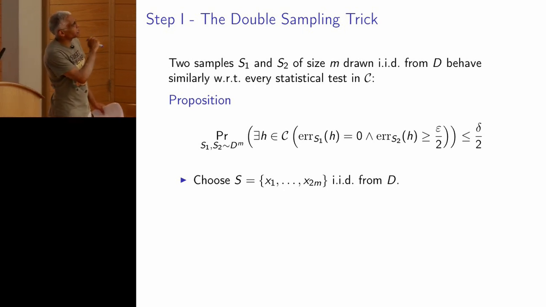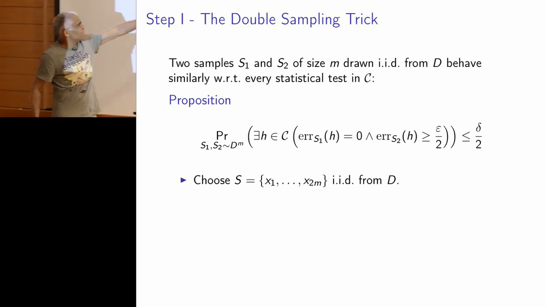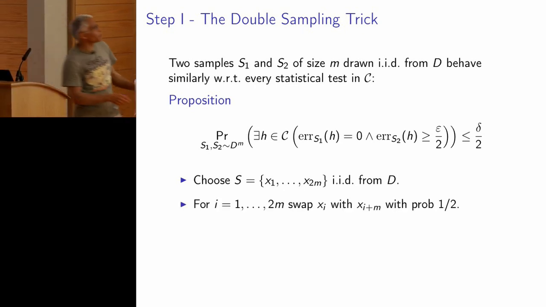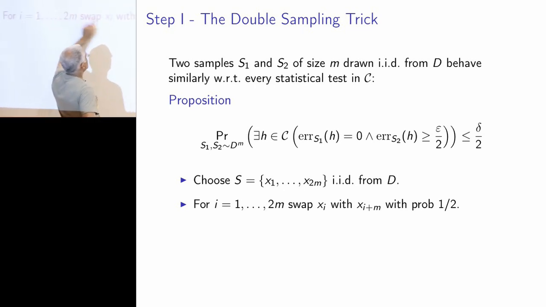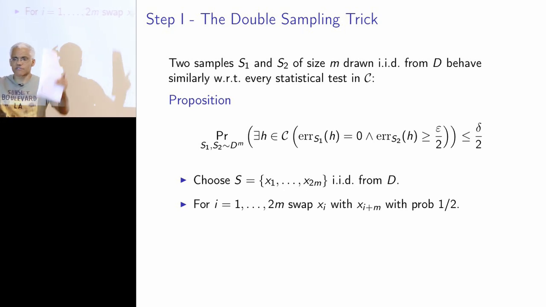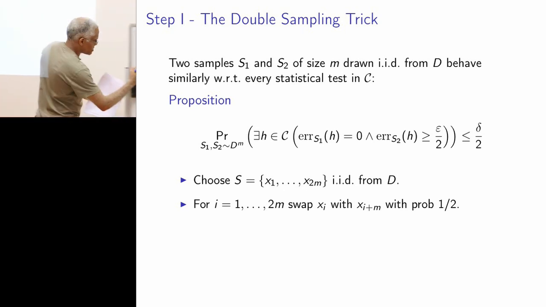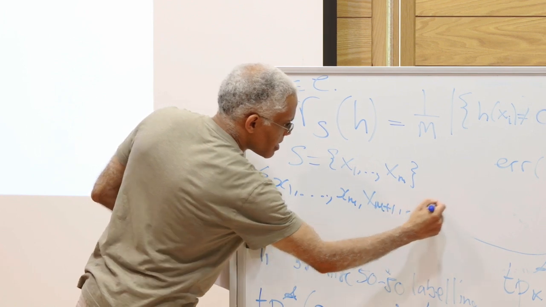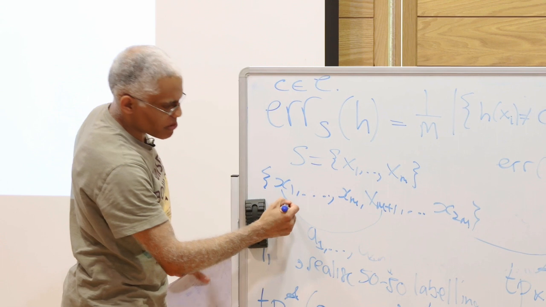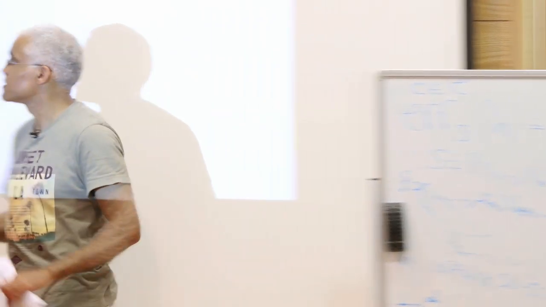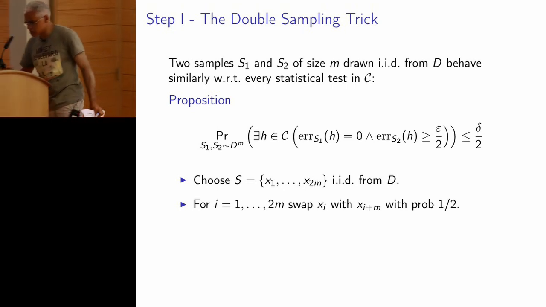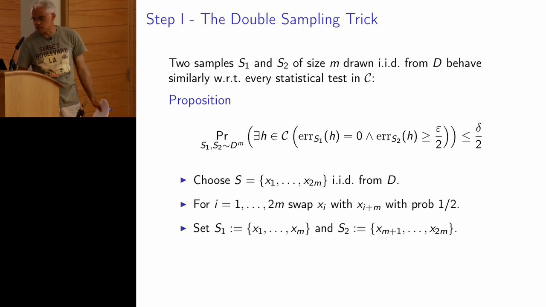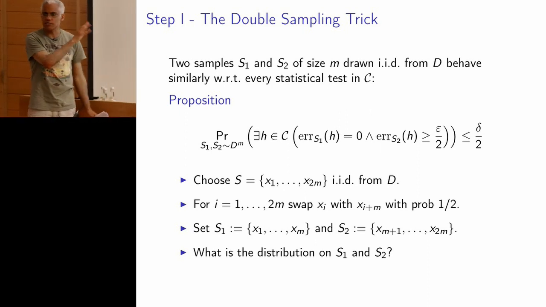So now here's the neat trick. Imagine the following experiment. I draw a sample of 2m elements from this distribution D independently. And for i equals 1 up to m, I swap x_i with x_{m+i} with probability half. So here's my sample, x_1, ..., x_m, x_{m+1}, ..., x_{2m}. I draw this sample, and then I swap these two with probability half, and I independently swap the next two with probability half, and so on. This is an experiment you might do. And then I set S1 to be the first m elements after doing the swapping, and S2 to be the next m elements after the swapping. So here's a question: what is the distribution on S1 and S2, the sets that I obtain?